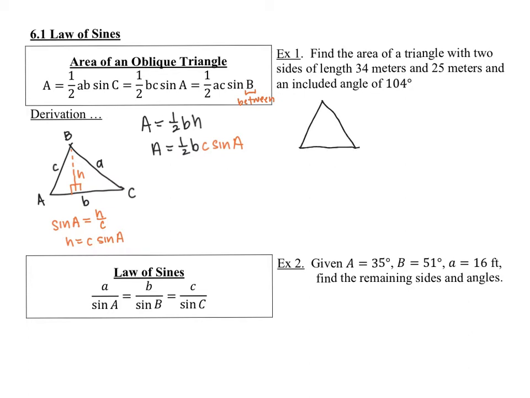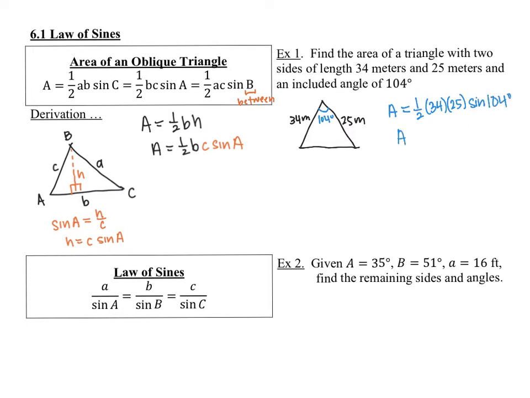Find the area of a triangle with two sides of lengths 34 meters and 25 meters. It doesn't say which side is which, so I'm just going to randomly label them. Okay, included angle of 104. Included angle means between angle. So between the 34 and 25 is 104 degrees. This is not drawn to scale. Okay, now according to the oblique triangle area formula, the area is 1/2 the side times the side times the sine of the included or between angle, which is 104 degrees.